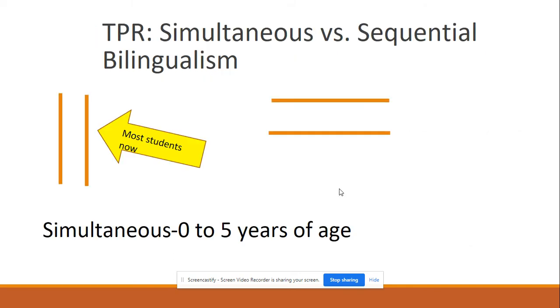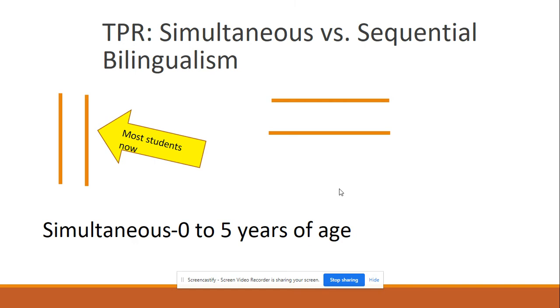This is an example of simultaneous versus sequential bilingualism. I have included two different ways to see it: vertical lines, which represent most of the students now in schools, who come to school already knowing two languages, and the horizontal, which is another way to see it.